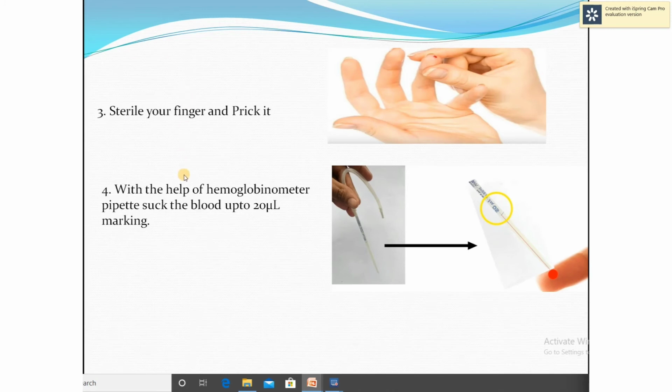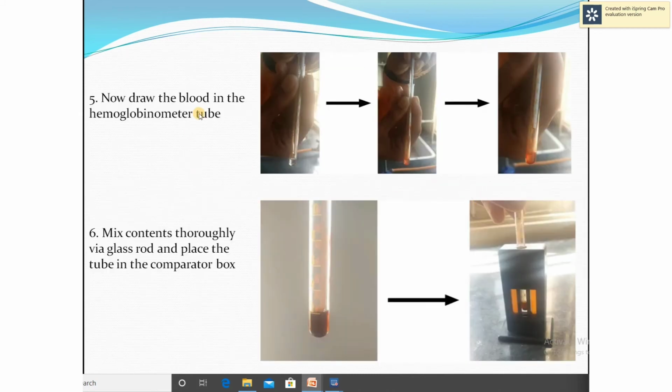Next, with the help of the hemoglobinometer pipette, suck the blood up to the 20 microliter marking. I've told you this 20 microliter is of importance, so you'll have to suck the blood up to the 20 microliter marking, as you can see. Next, draw the blood into the hemoglobinometer tube. You'll put the blood back in the hemoglobinometer tube now. This is the procedure you'll have to do.